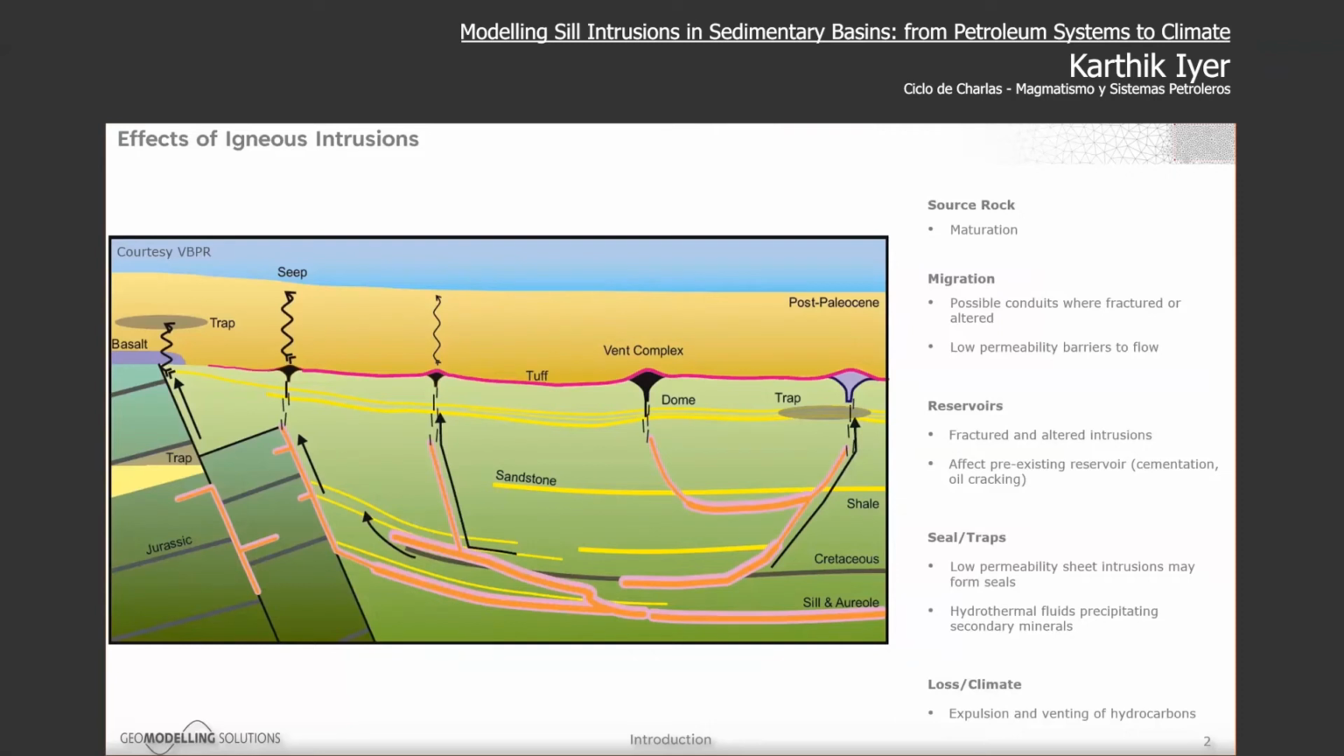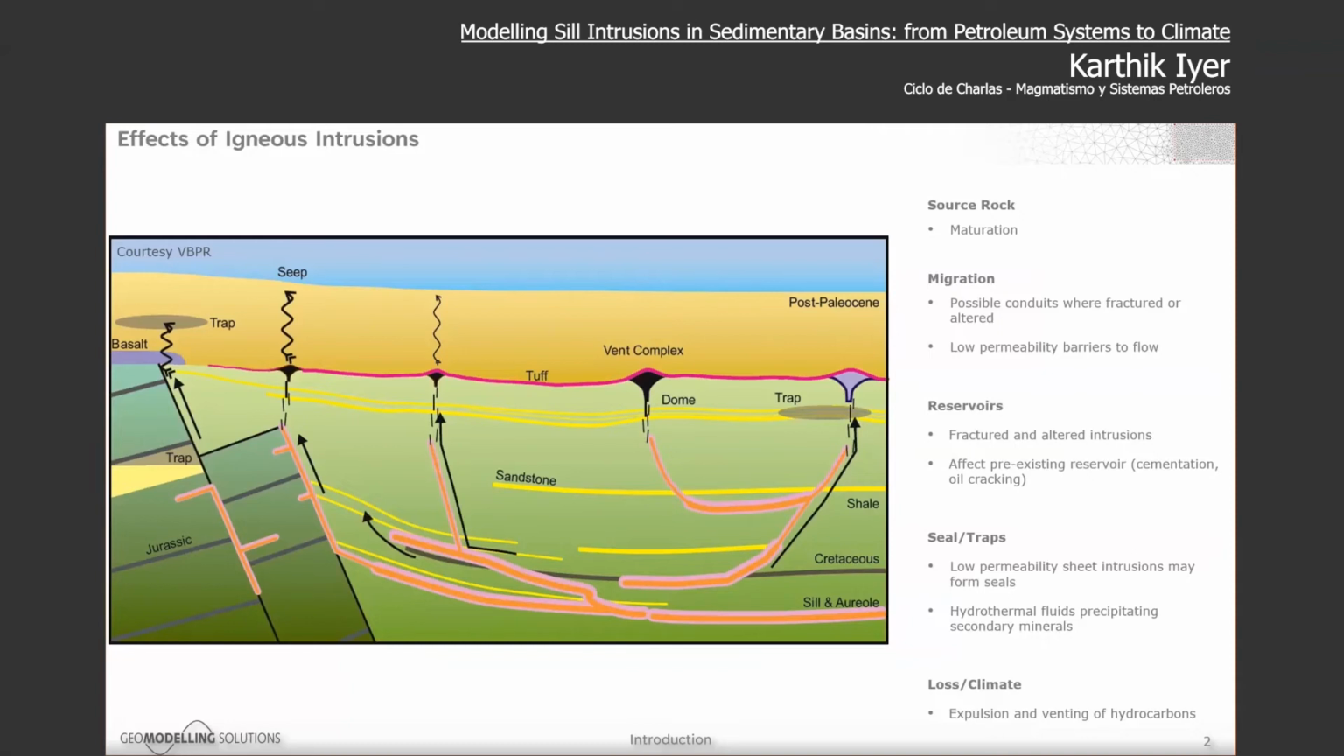Not only that, if you have a sill body in there or a dike, any magmatic intrusion, it can affect migration. If it's impermeable, the fluids will want to go around it, so it'll form a barrier and affect how fluids migrate through your basin, or where they fracture the sedimentary rocks due to a boiling of pore fluids, water, for example, or generating methane and other gases. This can increase pressure, fracture the sedimentary rock, and create new migration pathways.